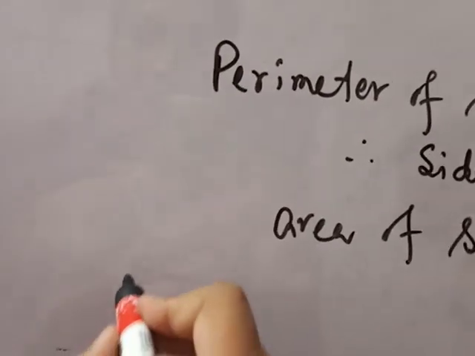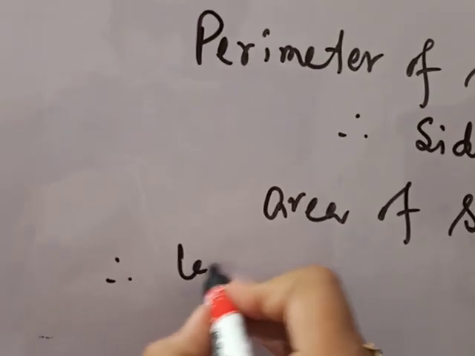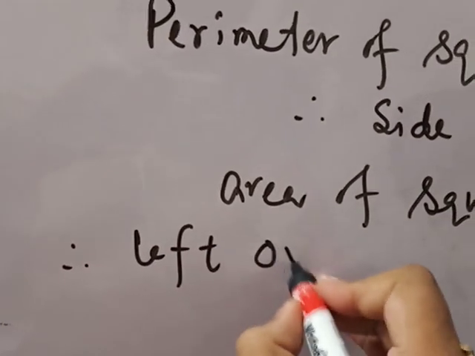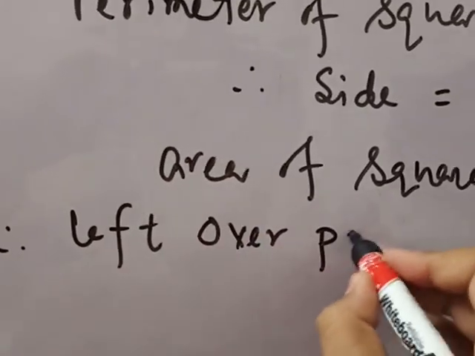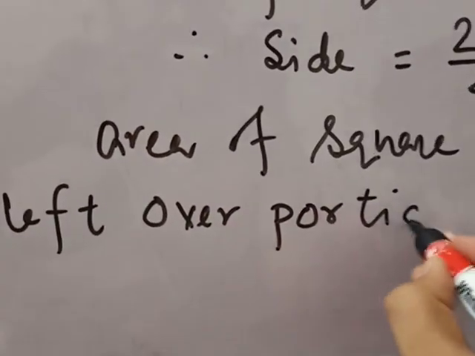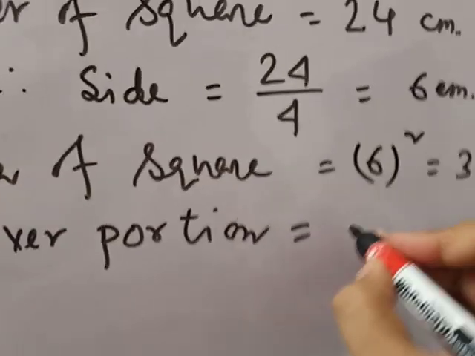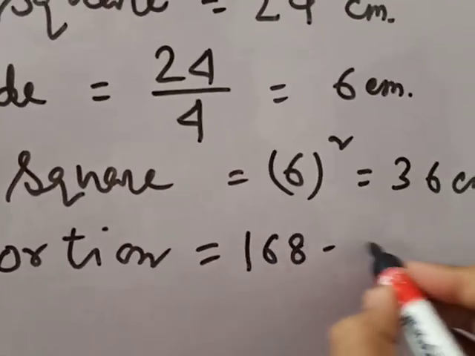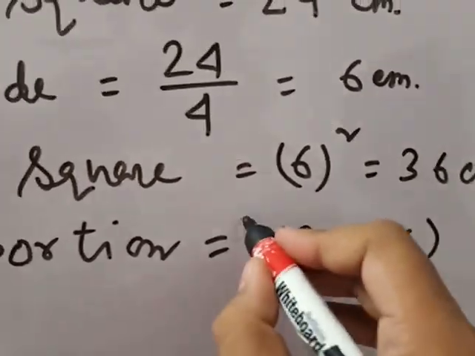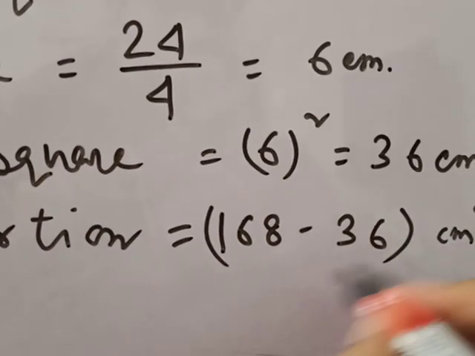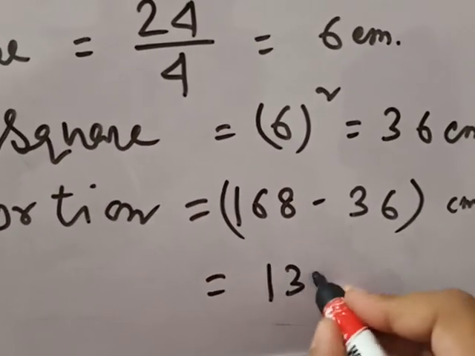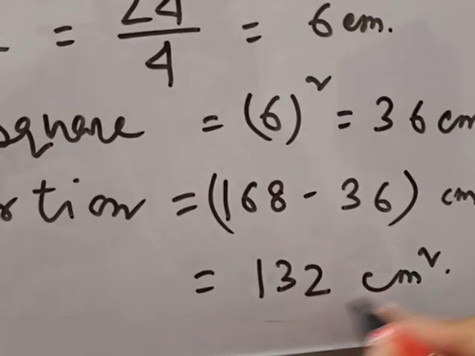So the leftover portion equals 168 minus 36 centimeter square, that means 132 centimeter square.